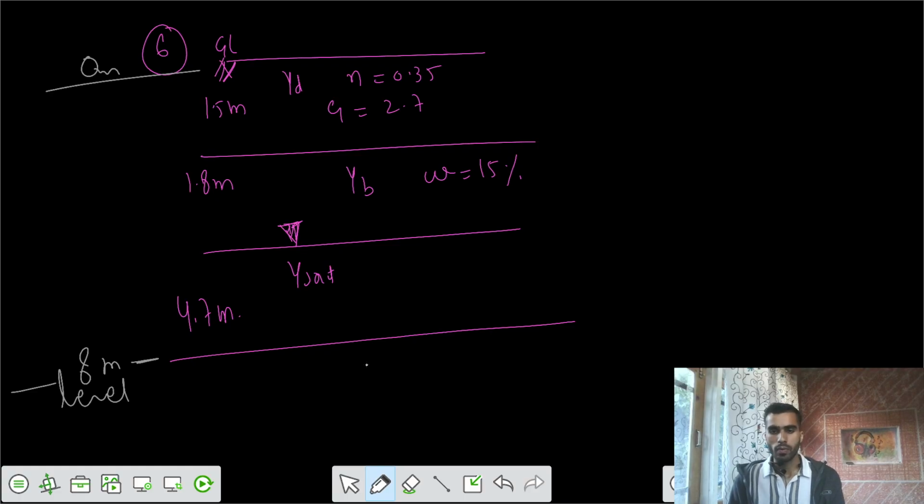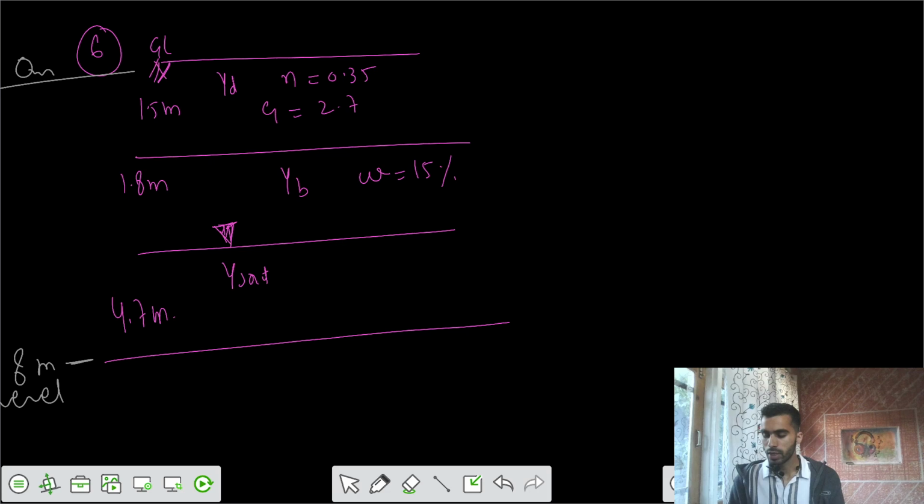Okay. Now what do we need to calculate? Get sigma bar at 8 meters below the ground level. So we need to calculate effective stress at this location.